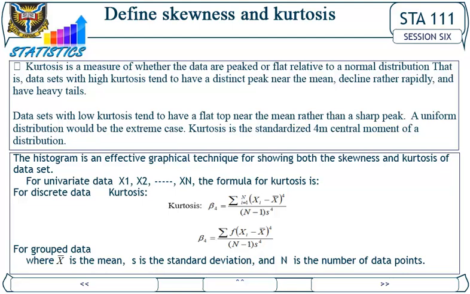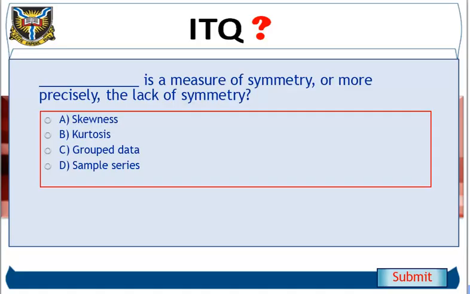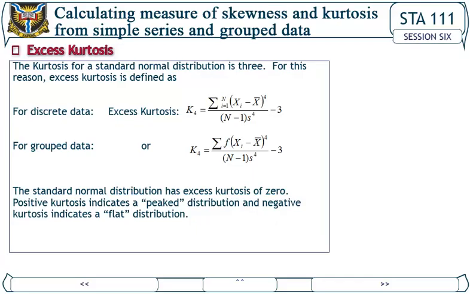For univariate data, x1, x2 to xn, the formula for kurtosis is, for discrete data, kurtosis beta 4 is equal to, for grouped data, beta 4 is equal to, where x bar is the mean, s is the standard deviation, and n is the number of data points. In-text question. Calculating measures of skewness and kurtosis from simple series and grouped data.